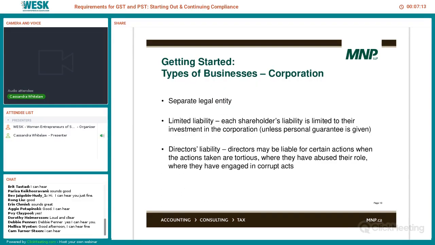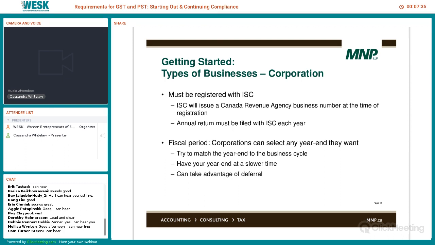A corporation is the third type of business, so this is a separate legal entity. There's limited liability, which means that your liability for the business is limited to your investment. They do have director's liability for cases of willful negligence and things like that on behalf of the directors. So that is something to be aware of, although generally it has to be something quite negligent.